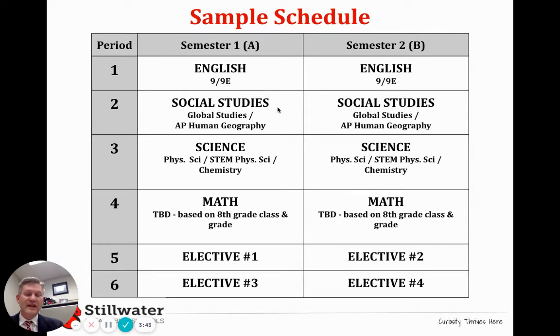In social studies, there are really only 2 offerings that are open to students, even though there's a ton of different social studies courses here. In 9th grade, we're asking students to sign up for either global studies, which again is our traditional entry point for 9th grade students in social studies, or for students that want a more academically rigorous experience, there is one AP course that's open to 9th grade students, and that's AP Human Geography.